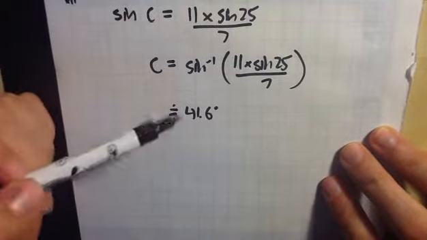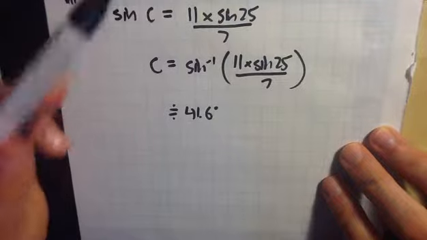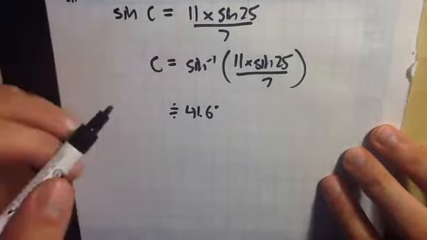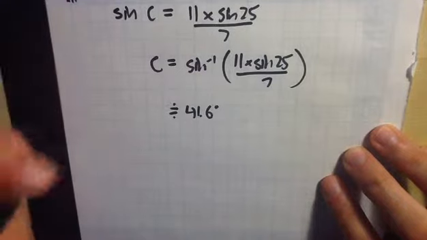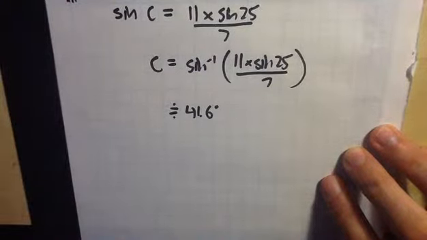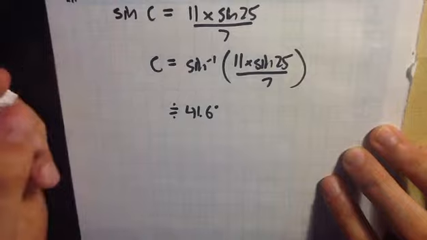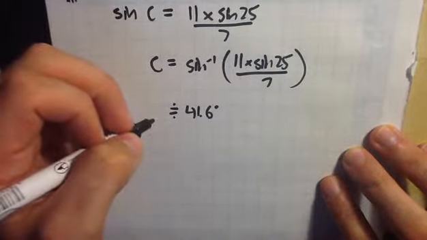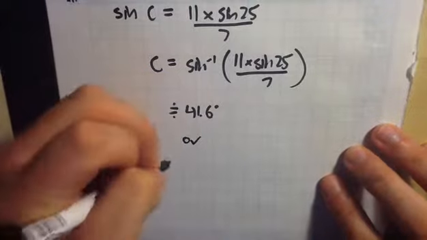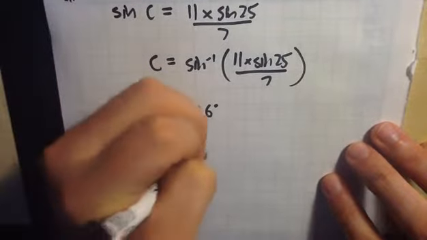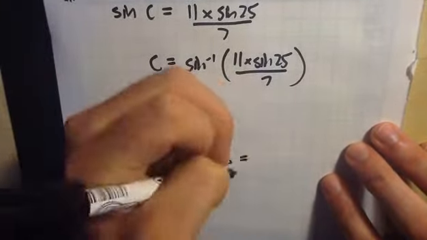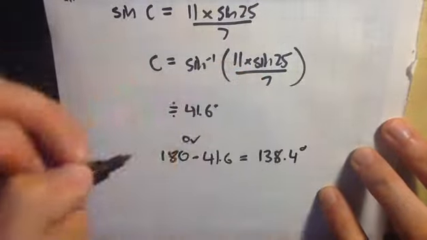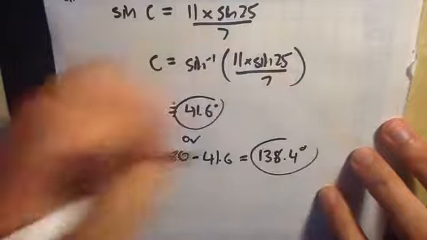Because C could be 41.6 degrees. But we also know that when we're doing sine C, there can be two values, okay? So sine C is equal to sine of 180 subtract C. So C is either 41.6 or it's 180 subtract 41.6, which is 138.4 degrees. Okay, so it can either be this or this.